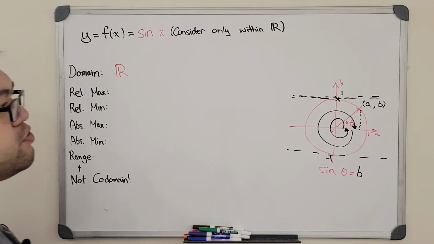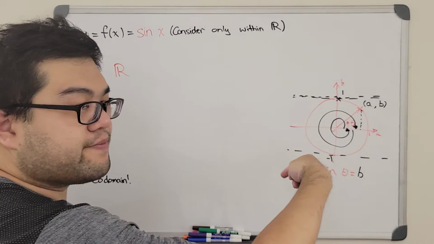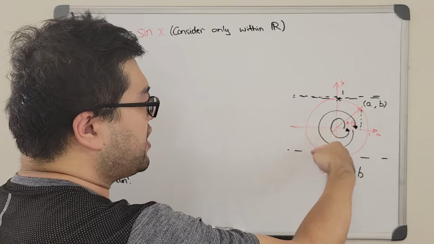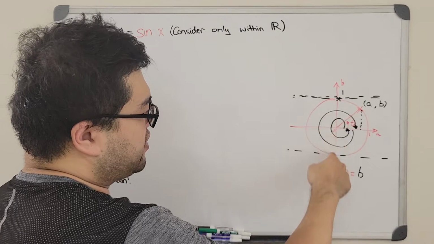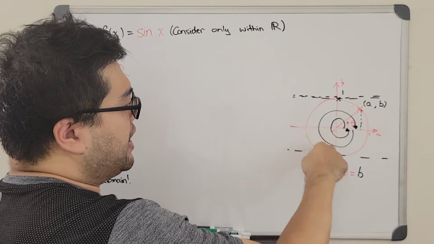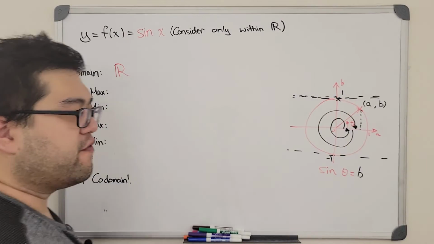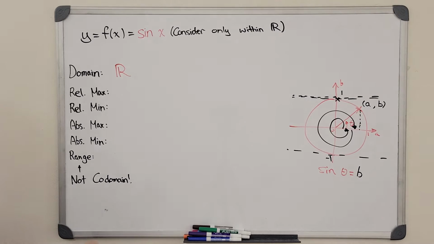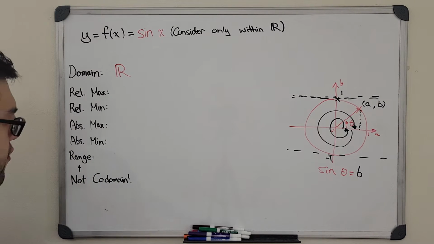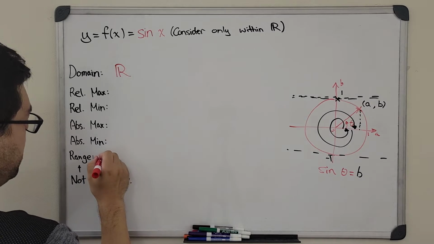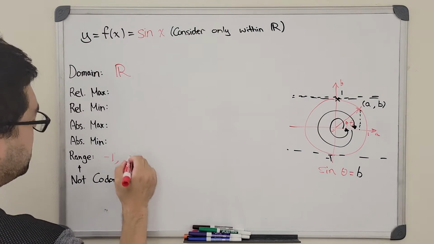And since the unit circle is also continuous, meaning that we can choose any b value between -1 and +1, we'll always be able to find a point on the unit circle that satisfies the b value equal to something that we chose. Therefore, what's the range? The range is just from -1 to +1.